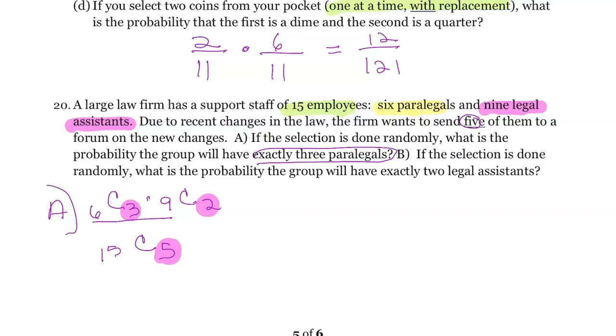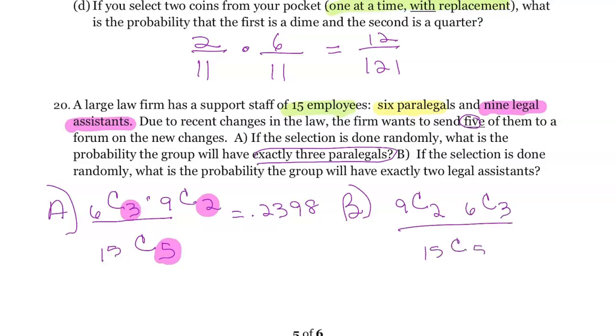And if you put this in your calculator, you will get 0.2398. Okay, here comes B. If the selection is done randomly, what's the probability that the group will have exactly 2 legal assistants? So that means I want to have 9, choose 2, but I need to have 3 other ones. So it's going to be 6 paralegals, choose 3, and then my denominator is still 15, choose 5.